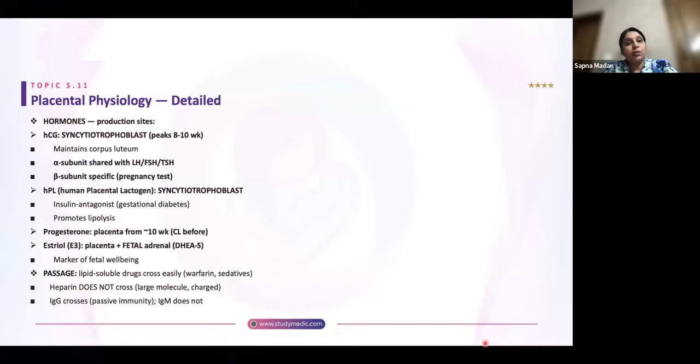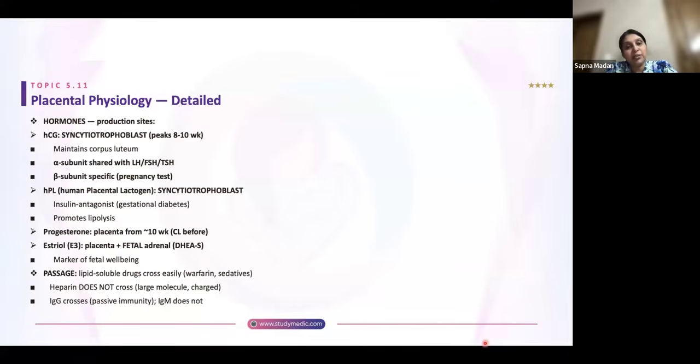Okay, the hormones we have just discussed. The HCG is produced in the syncytial trophoblast, peaks at 8 to 10 weeks. Its main purpose is to maintain the corpus luteum. It shares the alpha subunit with LH, FSH, and TSH. Beta unit is specific, and it is used in pregnancy tests and also as a marker for molar, choriocarcinoma, ectopics.